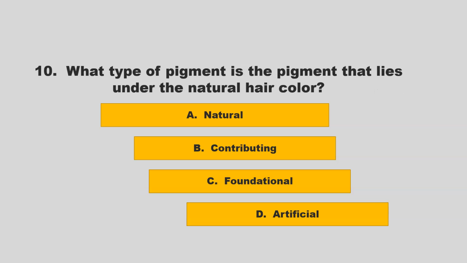What type of pigment is the pigment that lies under the natural hair color? Is it natural, contributing, foundational, or artificial? If you chose B, contributing, you are correct.